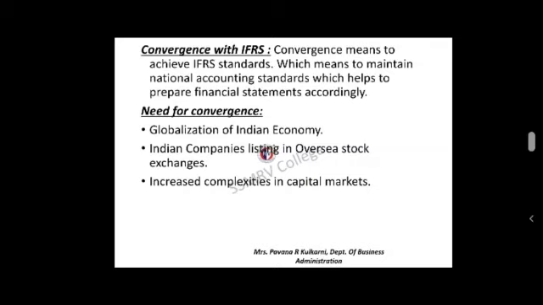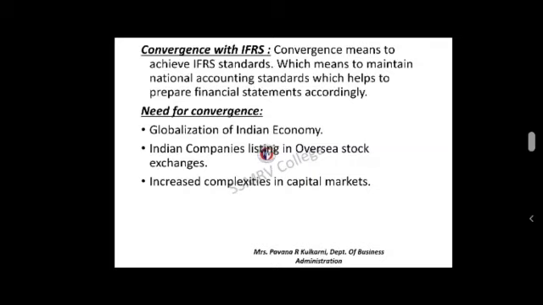Second point, Indian companies listing in overseas stock exchanges made convergence with IFRS, because Indian companies used to list their stock also in overseas stock exchanges. When they are listing their securities, they have to maintain the accounting standards which are common for everyone. For that purpose, national accounting standards or convergence with IFRS came into existence.